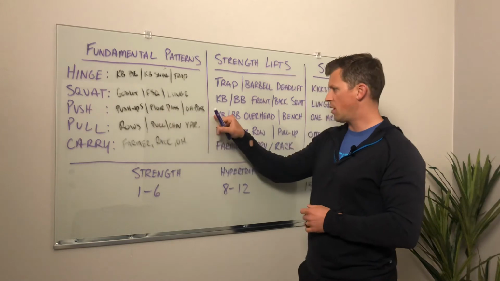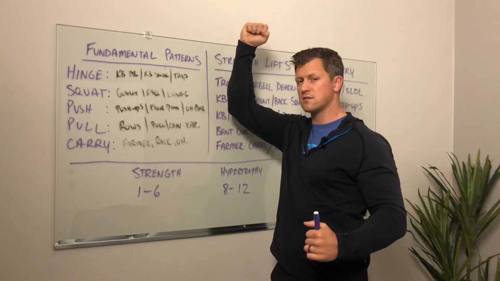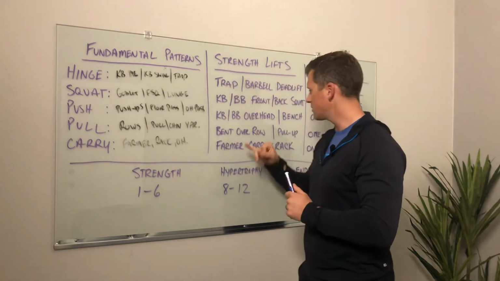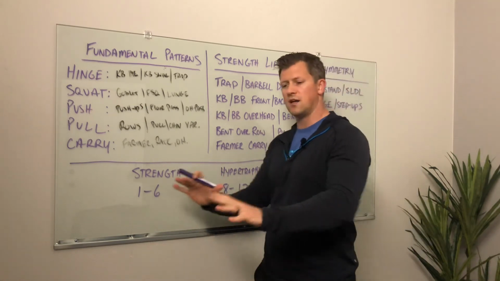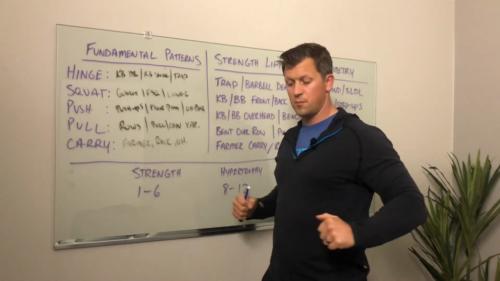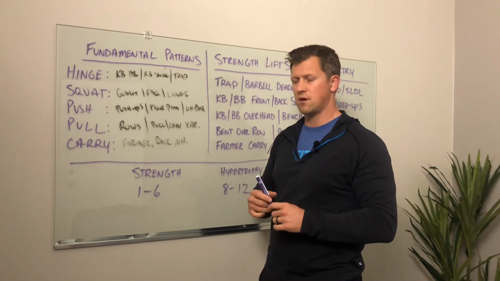So moving on to the upper body push, kettlebell overhead presses are the big strength lift, barbell overhead presses are the big strength lift, and then when you get over here to horizontal pushing, any type of bench presses. So we've been doing dumbbell floor bench presses. Those are all going to be heavy strength lifts.